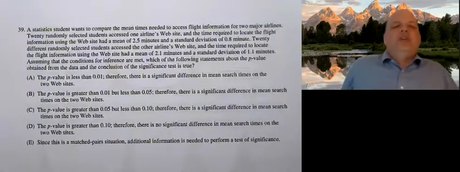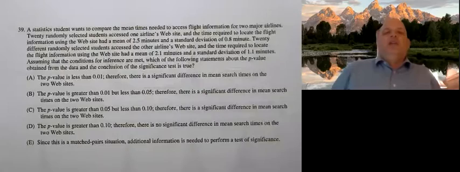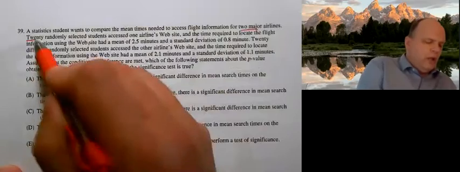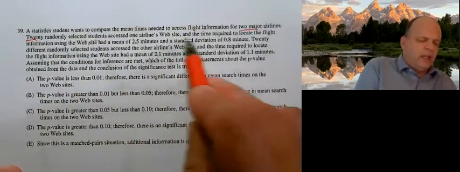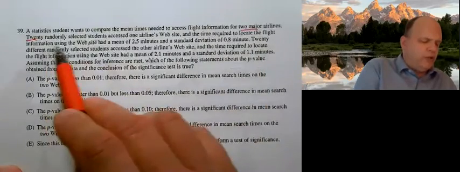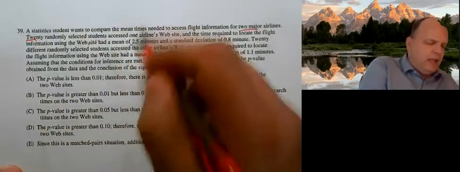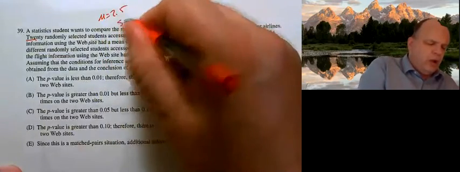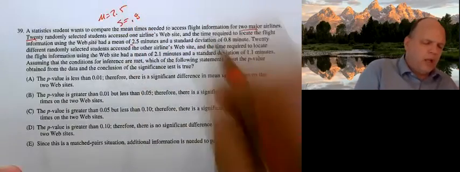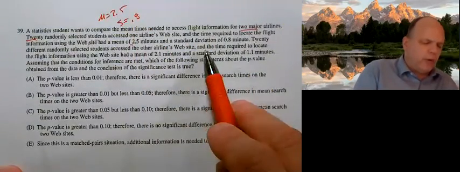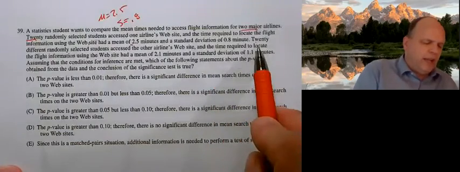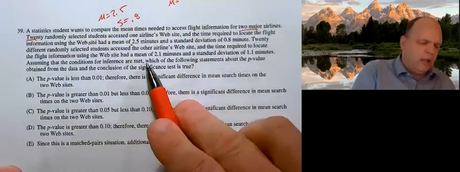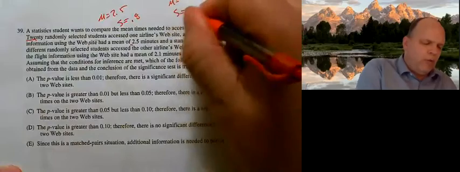39. A statistics student wants to compare the mean times needed to access flight information for 2 major airlines. 20 randomly selected students access one airline's website, and the time required to locate the flight information using the website had a mean of 2.5 and a standard deviation of 0.8. 20 different randomly selected students access the other website and time to locate the flights, and that had a mean of 2.1 and a standard deviation of 1.1.